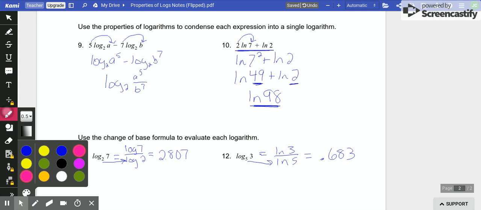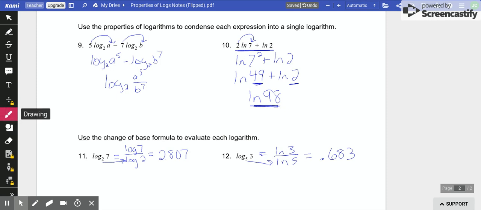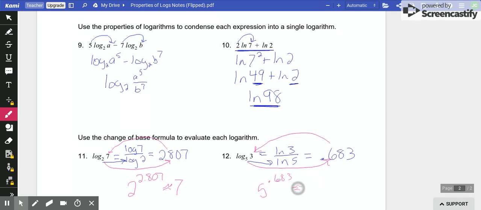You can always check this if you want, okay? Because we can use the what power idea. 2 to this power should give us 7. So in your calculator, if you do 2 to the 2.807, it should be pretty close to 7. And same thing here, 5 to this power should get you something pretty close to 3. It's not going to be exact because we have some rounding error, but that's a way you can check these.